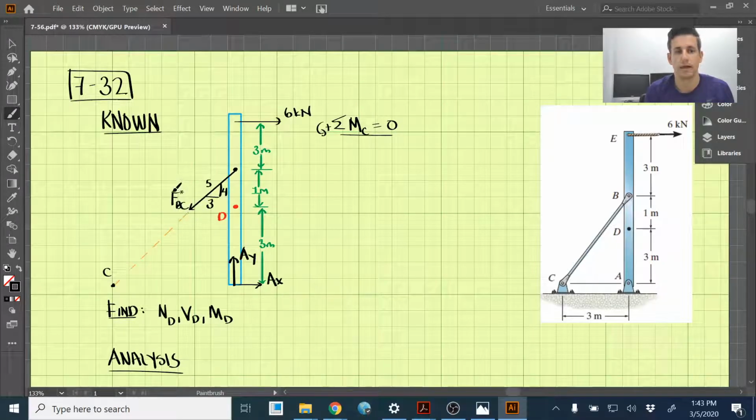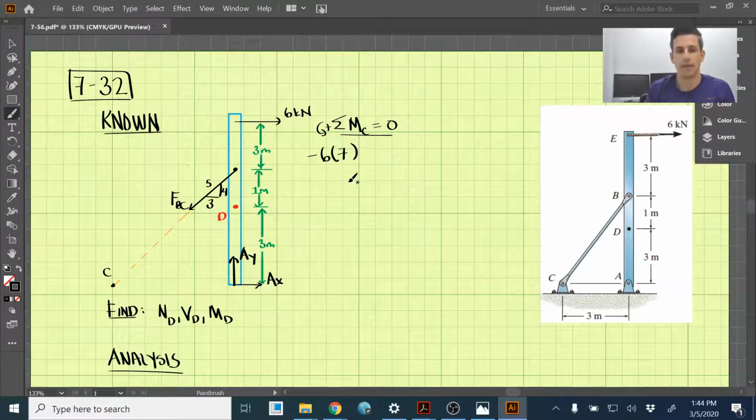So that allows us to take out this component of the equation in the moments, as well as AX. AX is pointed directly at C, or the opposite direction of C, and it's going to have no moment contribution around C. So what do we have? We have 6 kilonewtons, which is going to create a clockwise moment, and the perpendicular distance it is away from C is 3 plus 1 plus 3, that's 4 plus 3, that's 7.